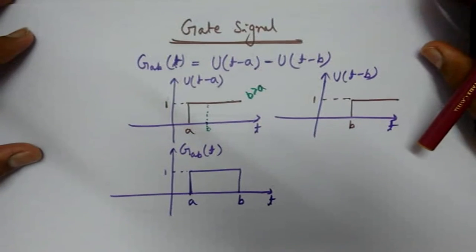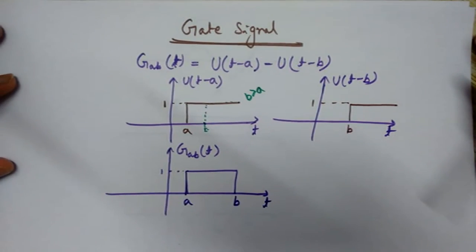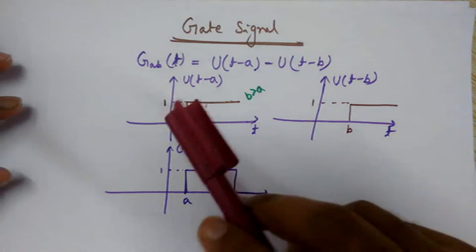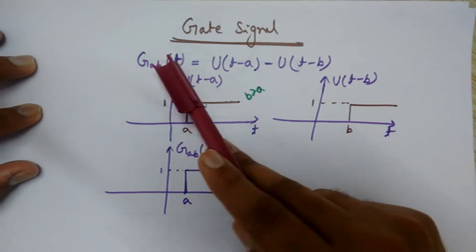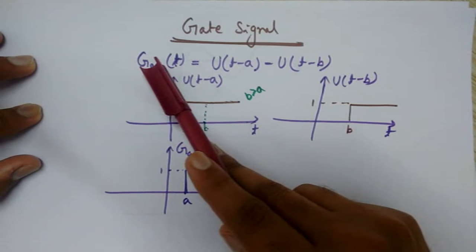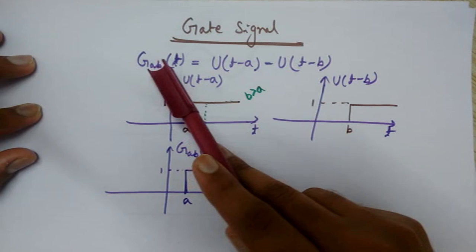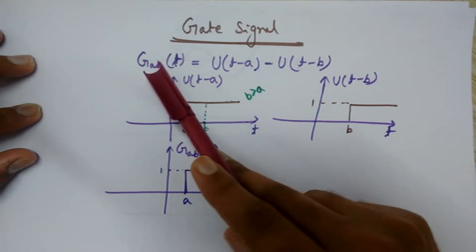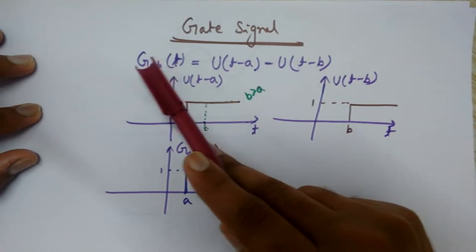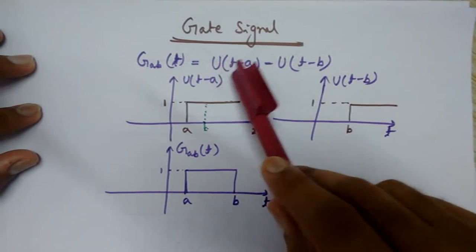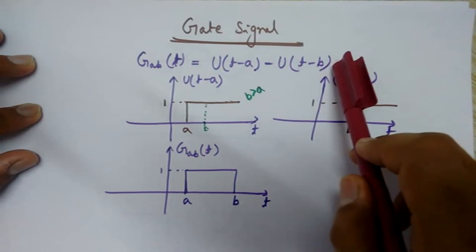Now let's see another type of signal which is very important. It is called the gate signal. This gate signal is defined as g of t. Here g_ab, you can see ab means the interval of this gate signal. These a and b are constants on the time axis, so this defines the interval between a and b. So g of t is equal to u(t minus a) minus u(t minus b).